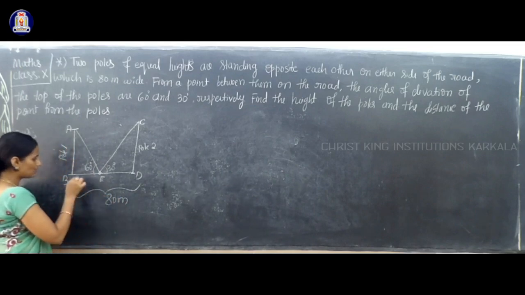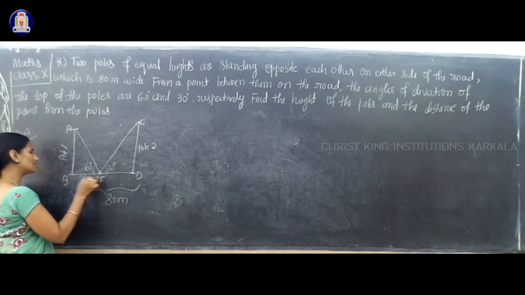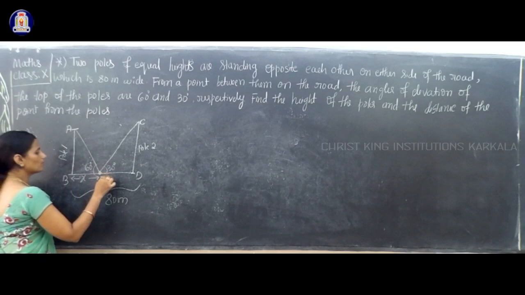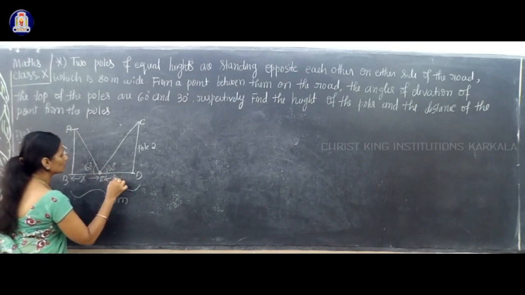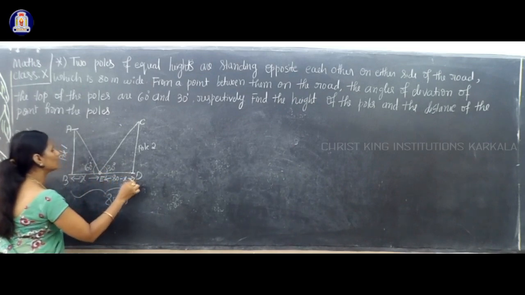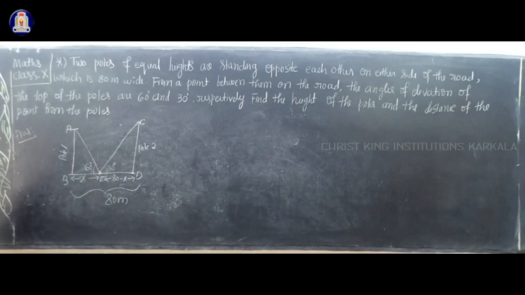If this is 80 meter, I'll take this as X meter. So what is the remaining part? It is equal to 80 minus X. 80 minus X. This is very important for 4 marks. Yes, now how to write from the figure?